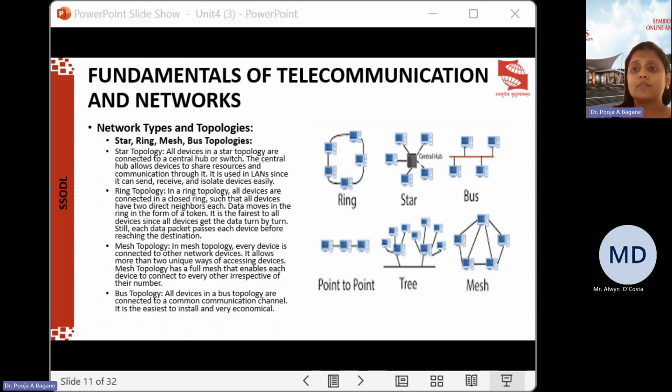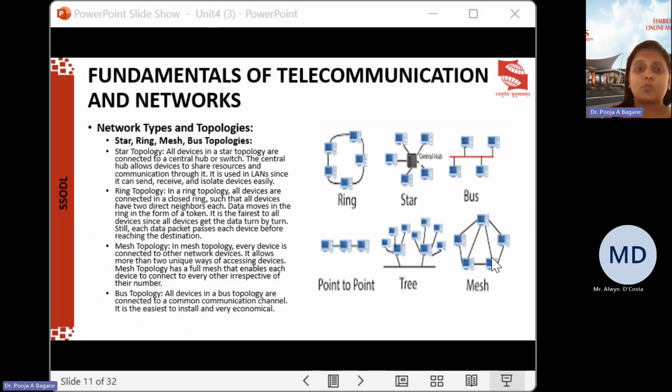From here it will send here and so on. So it will send as a token. We can say that it is the fairest to all the devices, since all devices get the data turn by turn. Still, each data packet passes through each device before reaching the destination.